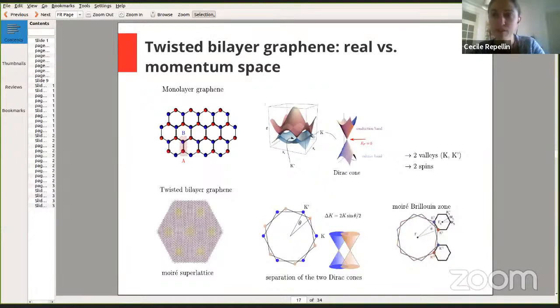And if I think about this in momentum space, I can imagine starting from the case where the two layers are aligned and where the Dirac cones of the two layers coincide. If I include a small angle, I start to separate them slightly. And now I will have to define a new Brillouin zone. Because I have increased my lattice constant by a lot, the Brillouin zone will be reduced a lot. Sometimes it's called a mini Brillouin zone.